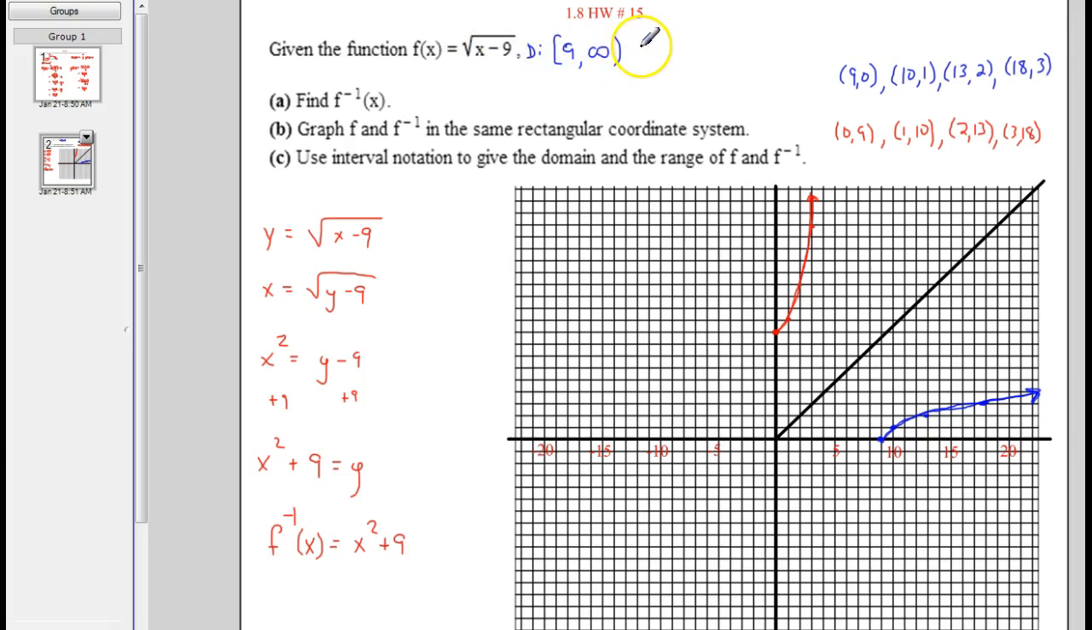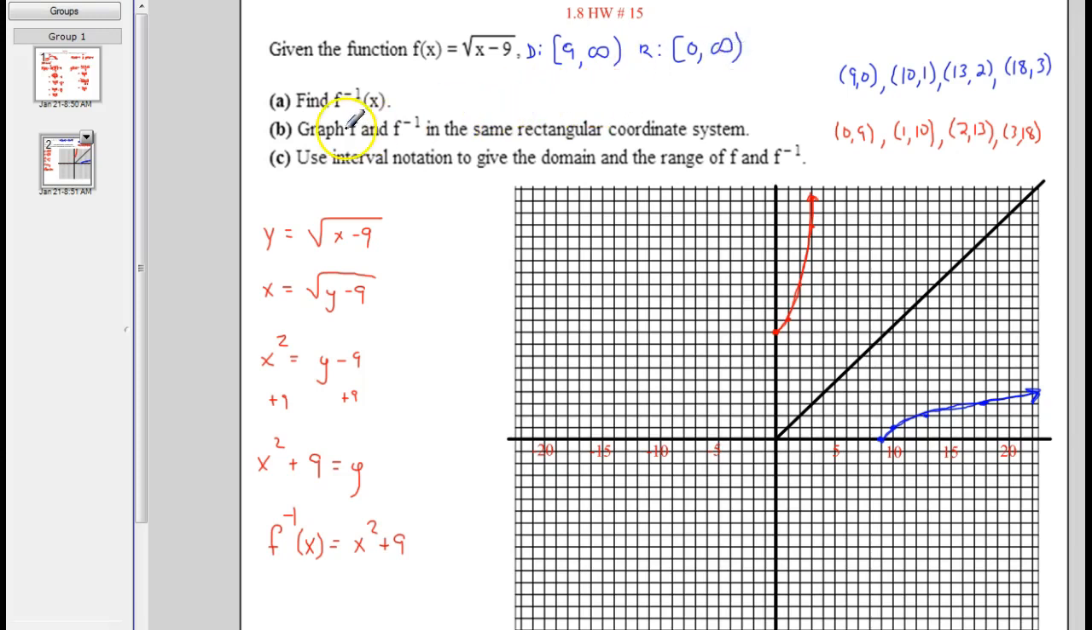And then the range of this thing, if you look at the picture, when I plug in 9, I get out 0. I'm sorry, when I plug in 9, I get 0. And when I plug in anything bigger than 9, I get positive. So the range is 0 to infinity.